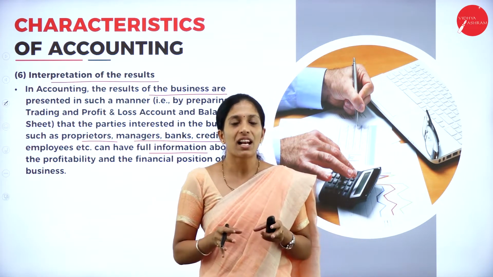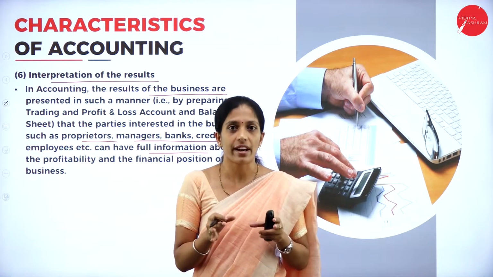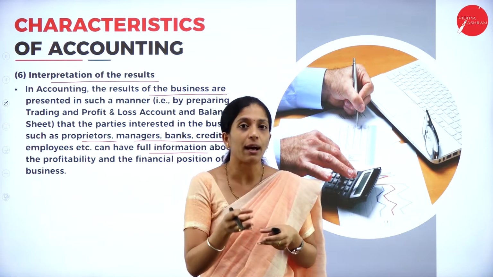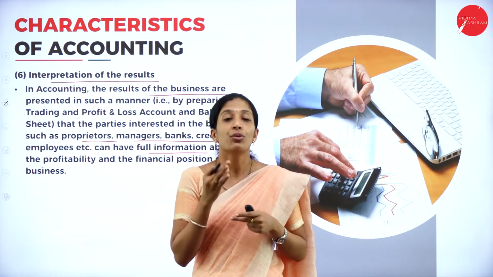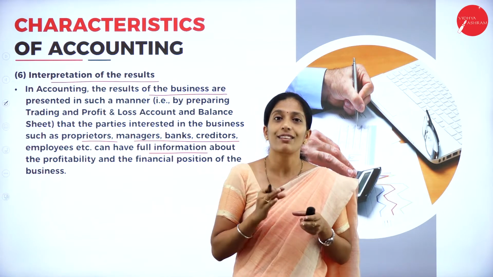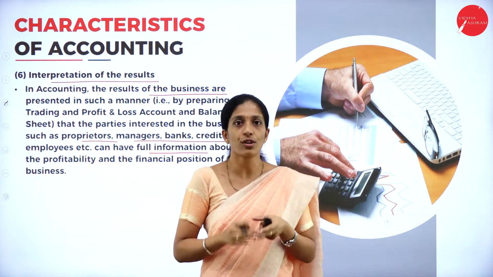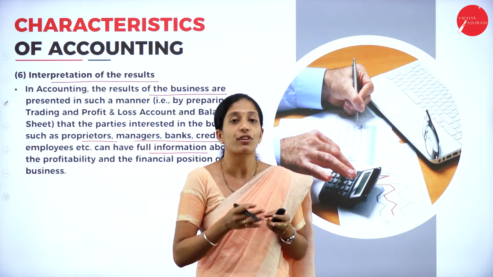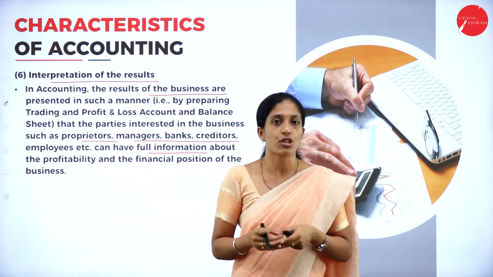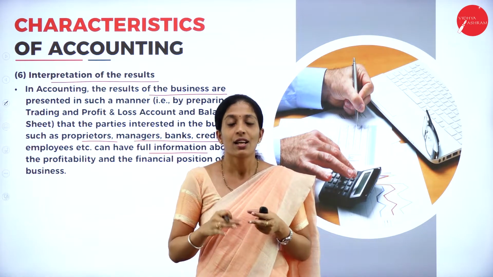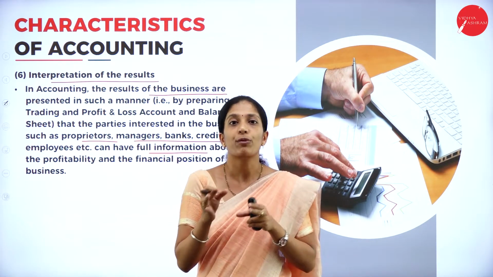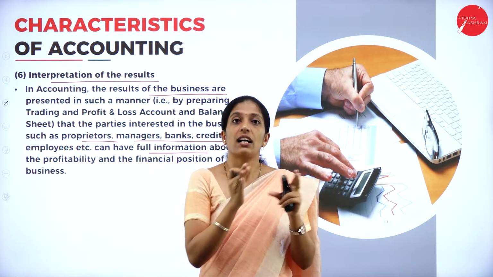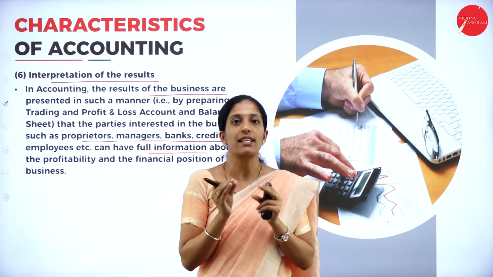Now, in summarizing, we will just make it ready or present it in an understandable manner. But we have to communicate that information to the users in the form of what? In the form of trading profit and loss account. So by trading profit and loss account, the user will directly come to know what is the net profit or net loss of the business and the financial position of the business. That is, we are going to present in the form of trading profit and loss account as well as balance sheet. Whereas in summarizing, it is an earlier stage where we are going to just summarize.